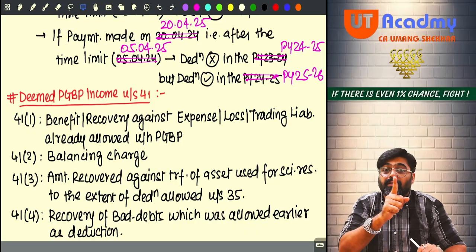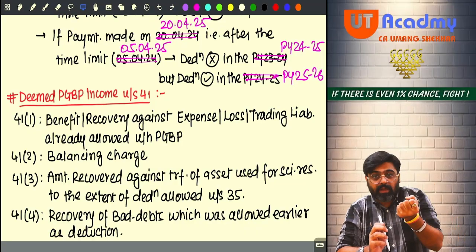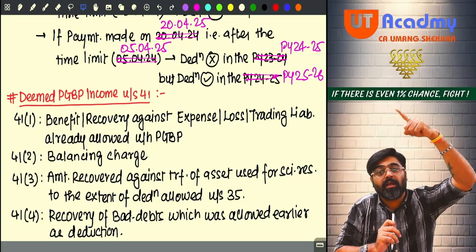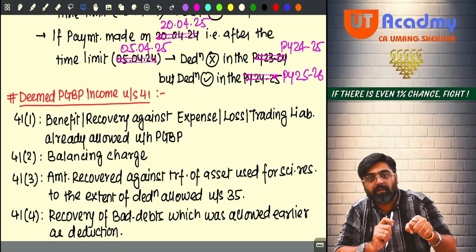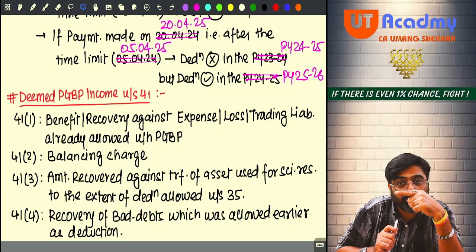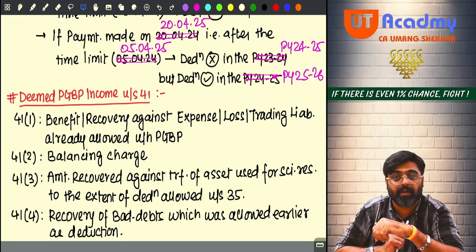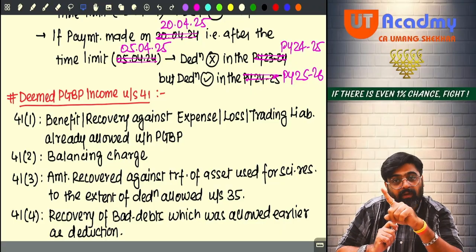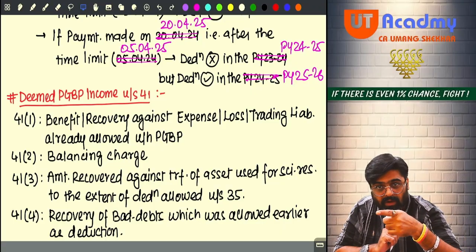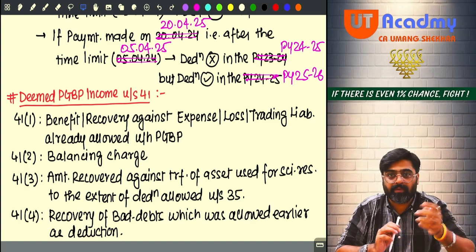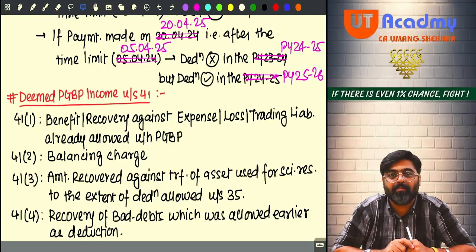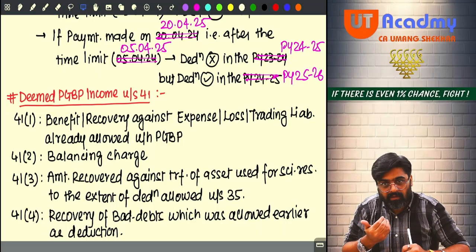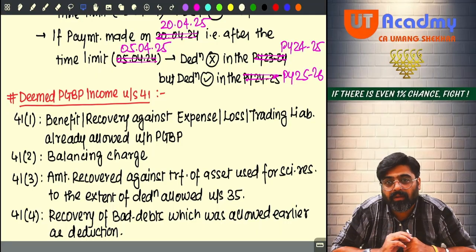Possible or not? That time, whatever amount you are recovering for the transfer of that asset from scientific research, that amount up to the cost, 5 lakhs, which was allowed under PGBP, is deemed PGBP income. Sold for 3 lakhs. 5 lakh was the cost. Against the 3 lakh you recovered, 5 lakh you claimed under PGBP, show 3 lakh as your deemed PGBP income. 5 lakh was the deduction. You recovered 5 lakh, show this 5 lakh as PGBP income.